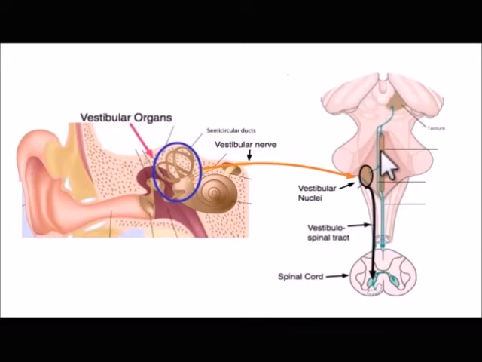And this medial longitudinal fasciculus is also connected to 3rd, 4th, and 6th cranial nerves. So vestibular nuclei is well connected to the eye through 3rd, 4th, 6th nerve nuclei, which have got connections to superior and inferior colliculi, as well as to medial longitudinal fasciculus.